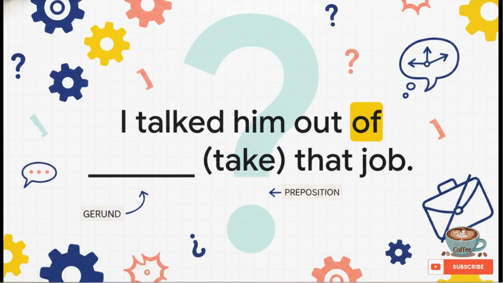Yep, that's a preposition. And what do we just say our rule is? Prepositions take gerunds. So the correct answer has to be taking. I talked him out of taking that job. Fantastic work if you spotted that tiny trigger word.